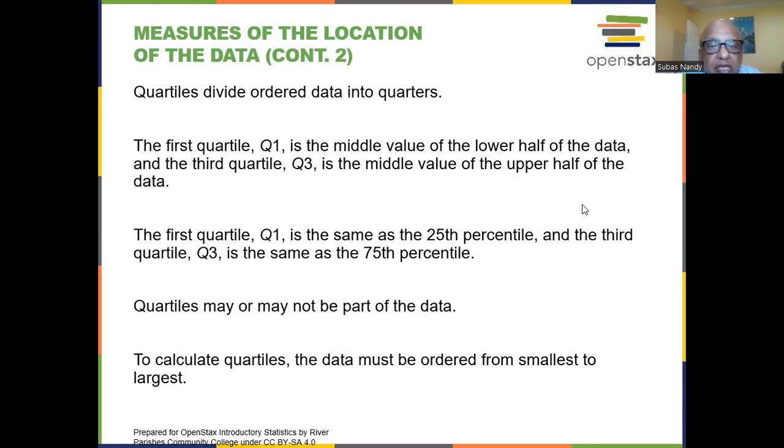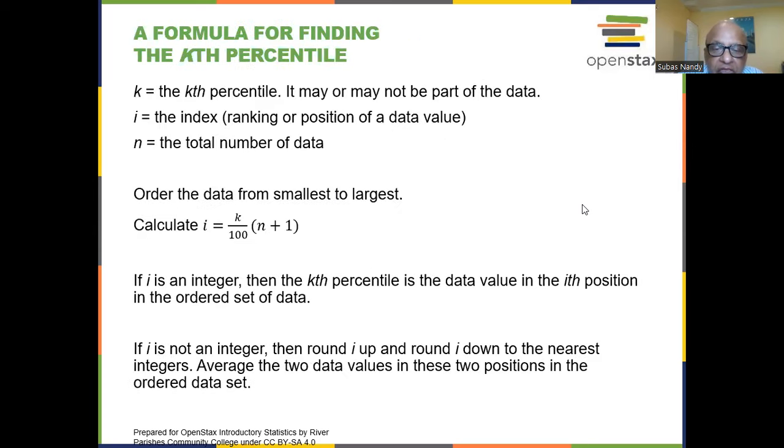The first quartile, Q1, is the middle value of the lower half of the data, and the third quartile, Q3, is the middle value of the upper half of the data. The first quartile Q1 is the same as the 25th percentile, and the third quartile Q3 is the same as the 75th percentile. Quartiles may or may not be part of the data. To calculate quartiles, the data must be ordered from smallest to largest.